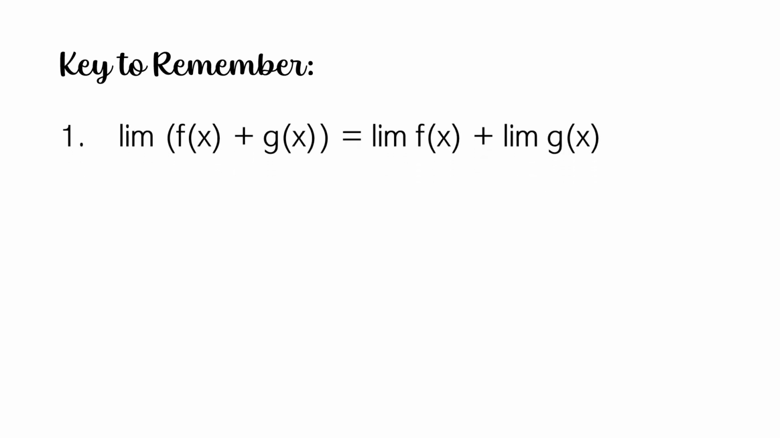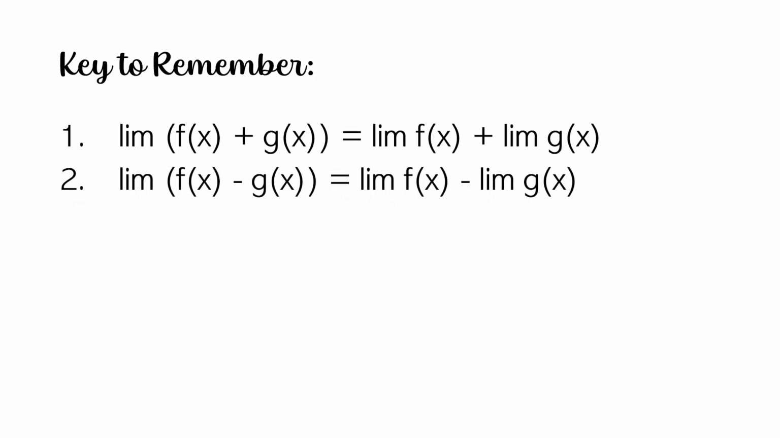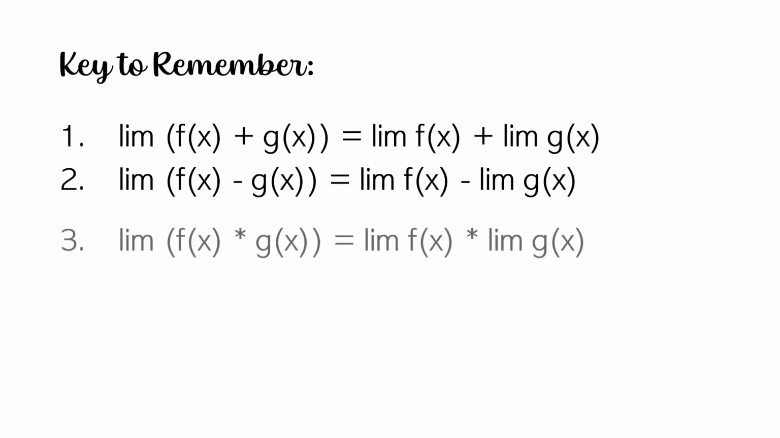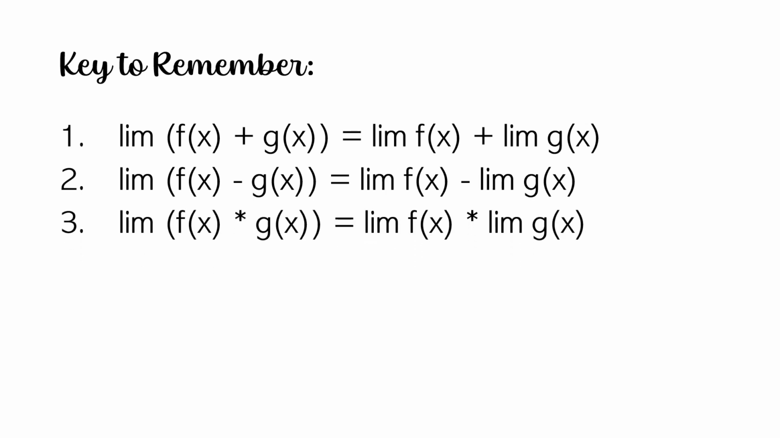Key to remember: in solving the limit of a polynomial function, always remember this rule. Number 1. The limit of a sum of two functions is the sum of the limits of the individual functions. Number 2. The limit of a difference of two functions is the difference of the limits of the individual functions. Number 3. The limit of a product of two functions is the product of the limits of the individual functions.